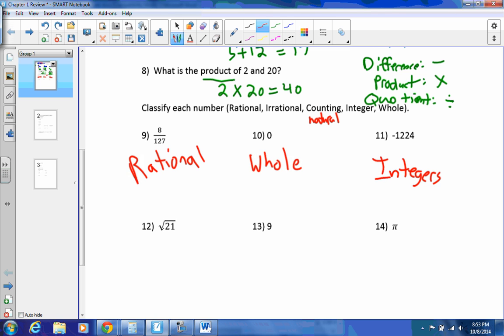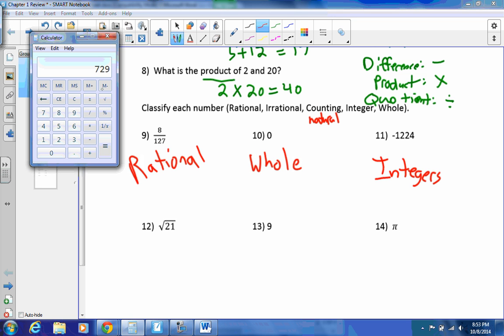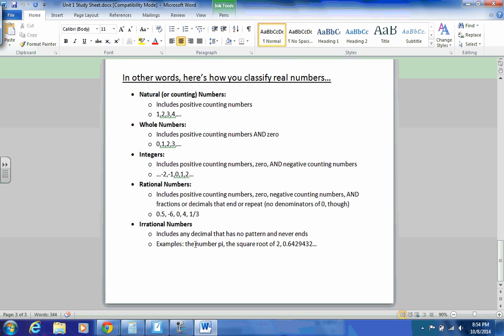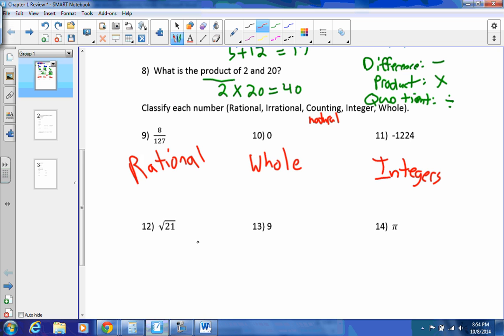Square root of 21. Now the square root of 21, it just depends on what the answer for the square root of 21 is. So if you pull out your calculator and you do 21 and take the square root of that, you get this crazy long decimal that goes on forever with no type of order to it. So really, look back here, we have a whole bunch of square roots in the irrational number section. So let's see what irrational numbers are. They include any decimal that has no pattern and never ends. So it's a decimal that has no pattern and it never ends. That's what this is. So we're going to say that is an irrational number.